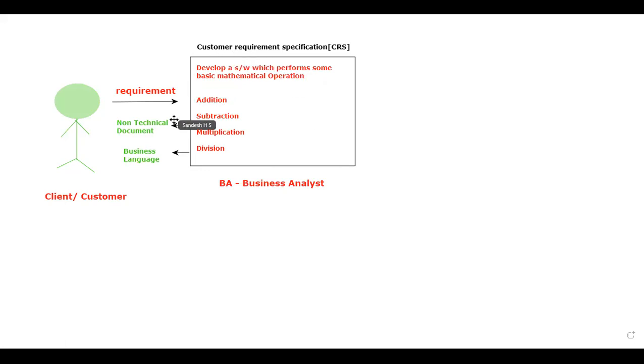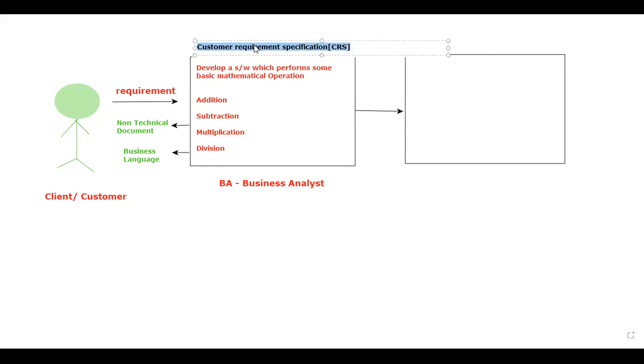Now tell me, this non-technical document or business language data has to be converted into some other data. Sir, what is that, sir? I will tell like this. The duty of the business analyst is to convert the CRS into what? You should convert the business language or non-technical document into one more technical document. The name of the technical document, instead of customer requirement specification, is software requirement specification. Technically it is called SRS. Is that fine?